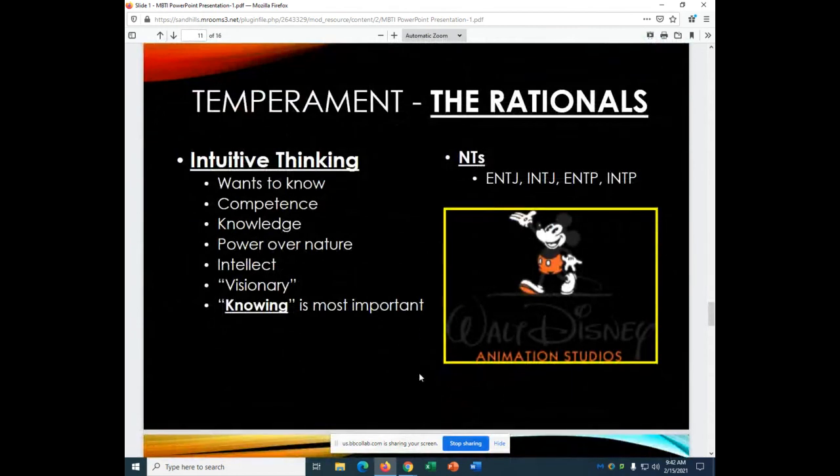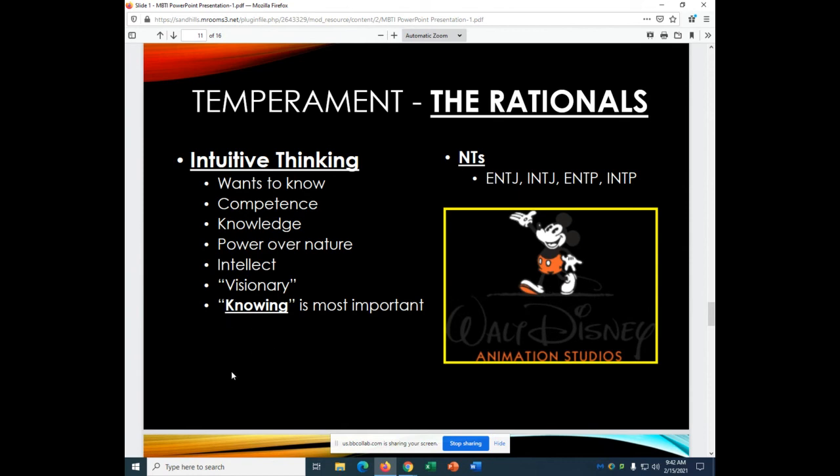But some of you, if you have the N and the T letters, you are rationals. And it's interesting because a famous rational is Walt Disney, and you might think, well, a rational is not very creative. Yeah, they are. Because rationals say, I can see a future. I can look at what we have today and take it and move it forward. I have power over nature. I can do incredible things because I do it well and I want to know how to do it.